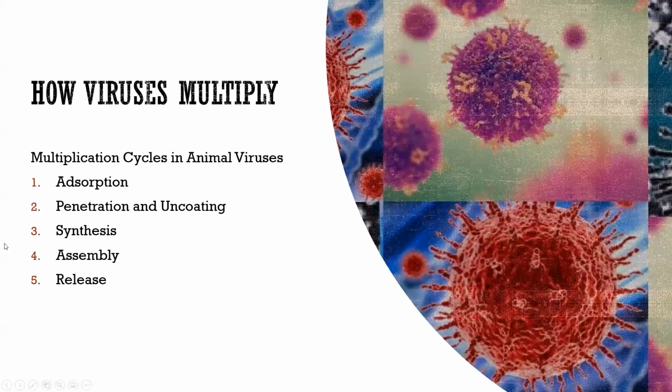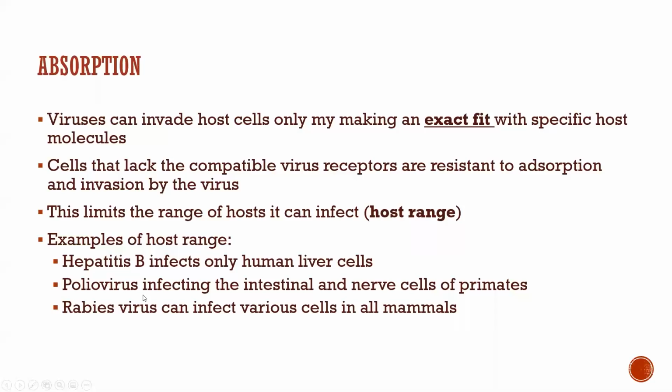Okay, so again, the main steps are absorption, where it docks with its host, penetration and uncoating, where it gets kind of reverse phagocytosed, kind of sucked in here. And then it's going to be uncoated. And then we're going to have synthesis of its proteins and its genetic material. Going to put it all together in assembly and then release it into the environment. Okay, so we're going to go through each of those in detail. Absorption is our first one.